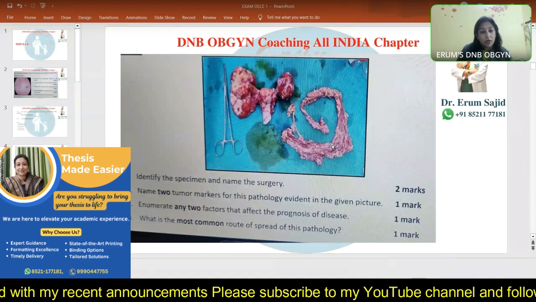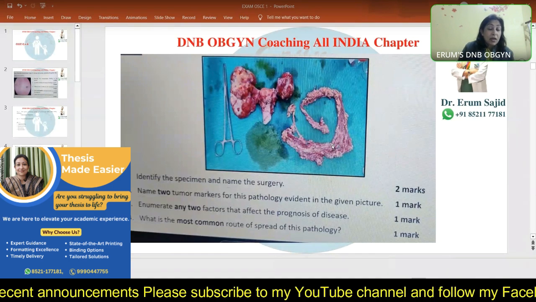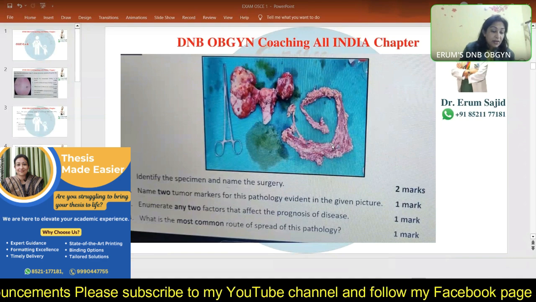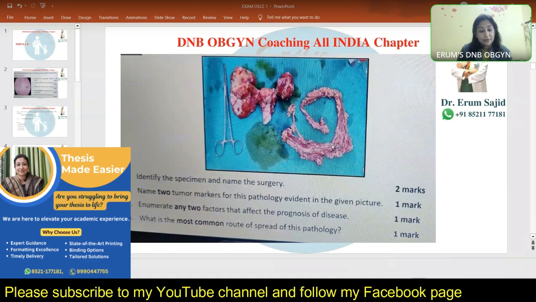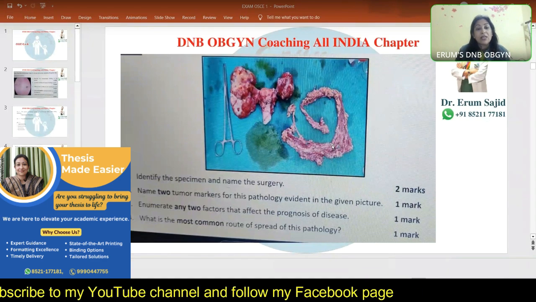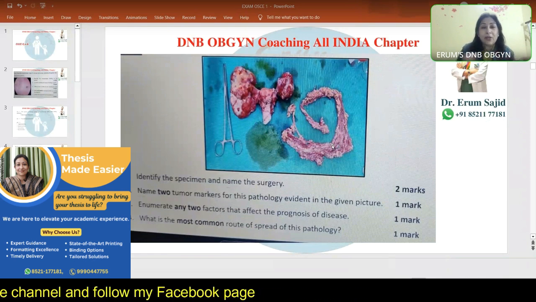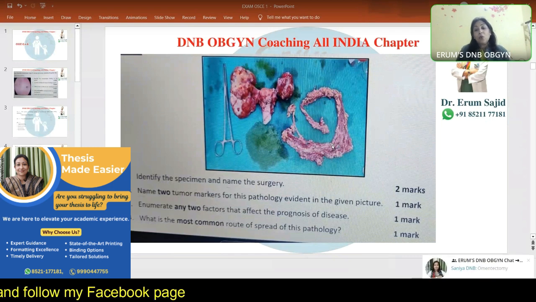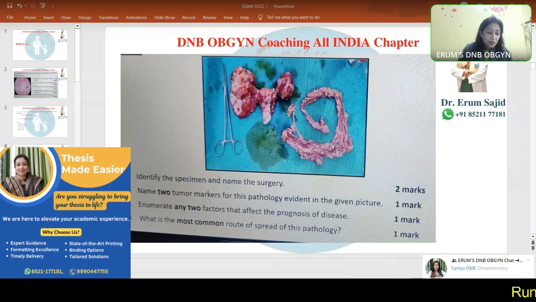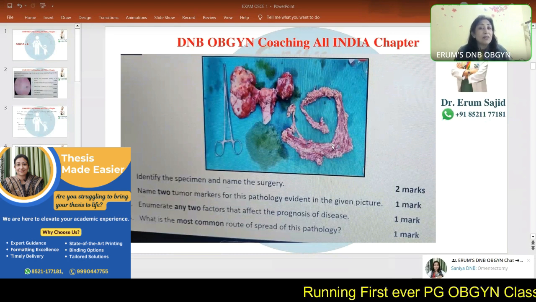All right. Name 2 tumor markers for this pathology, which is very evident in this picture. What will you answer, guys? So up till now, you were right. Now let's hear this. Name 2 tumor markers. Everybody knows one. Okay, the second one I want to hear. Which one do you want to give? Okay, some are saying CA, some are saying AFP. What else? What else? Something specific for carcinoma, something which is also utilized in some other tests, right?